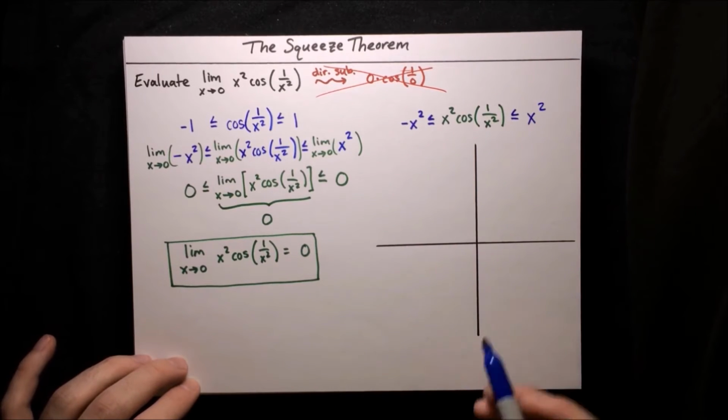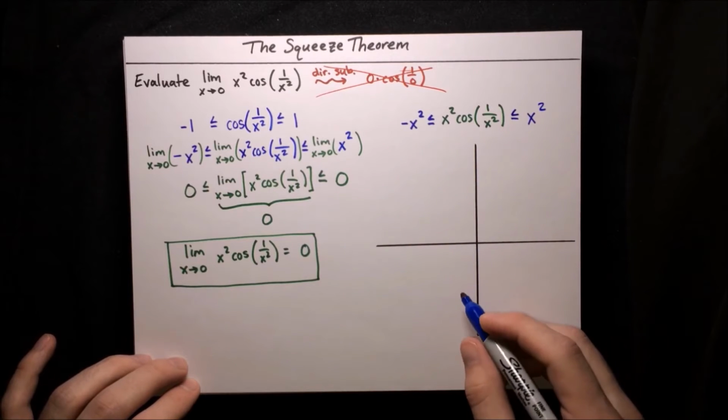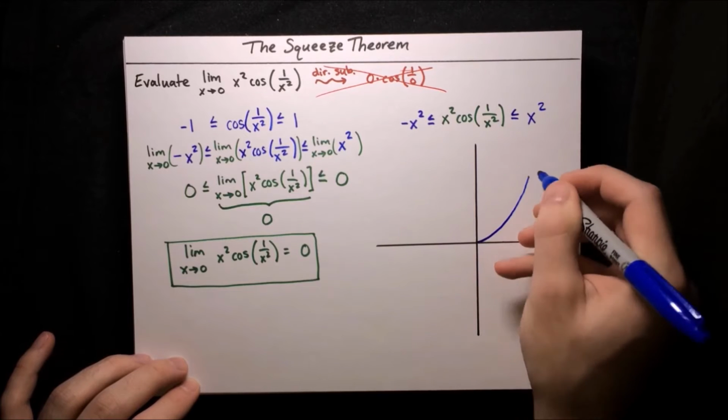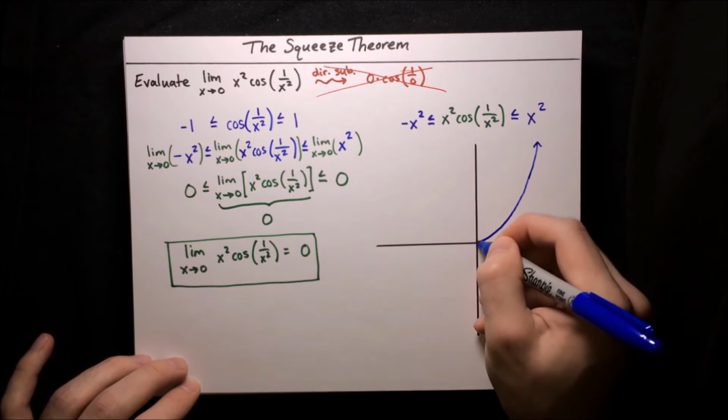First, let's go ahead and draw x squared and negative x squared on the graph. So y equals x squared, that's just an upward facing parabola starting at the origin. So we'll draw something that looks like that.